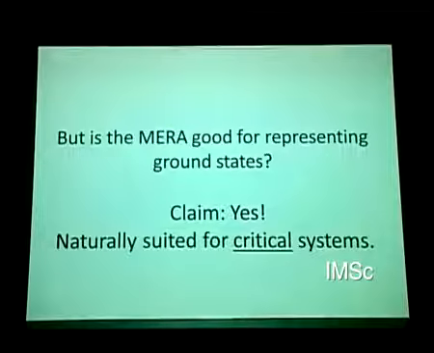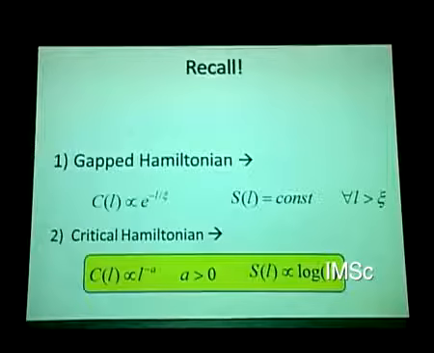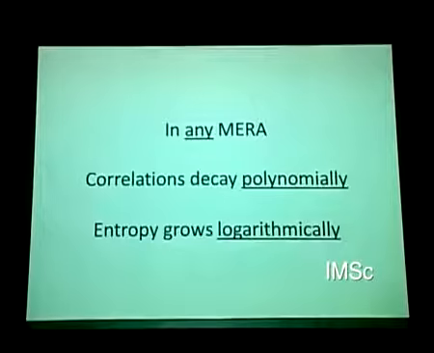So I've shown that a MERA can be stored efficiently, and you can extract expectation values from it efficiently, but the real question once again is: is it good for representing ground states? And our claim, of course, is yes. In fact, it's naturally suited for describing ground states of critical Hamiltonians. Remember what I told you about critical Hamiltonians? The correlations decay polynomially with the distance between the correlators, and the entanglement entropy grows as log L. Now I'm going to argue that in any MERA, correlations decay polynomially and entropy grows as log L.